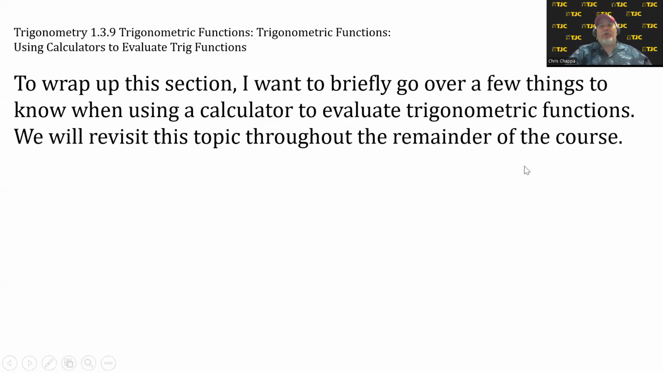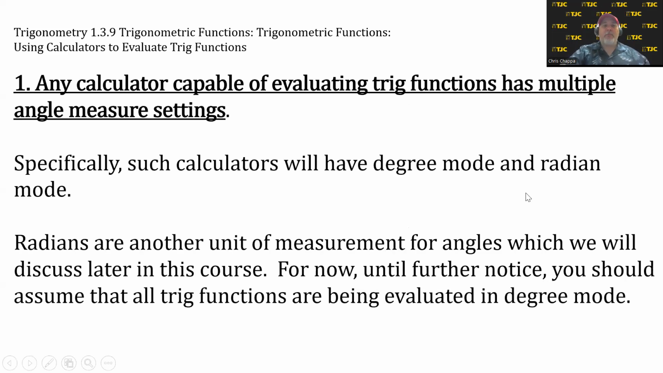To wrap up this section, I want to briefly go over a few things to know when using a calculator to evaluate trigonometric functions. We will revisit this topic throughout the remainder of the course. Number one, any calculator capable of evaluating trig functions has multiple angle measure settings. Specifically, such calculators will have degree mode and radian mode. Radians are another unit of measurement for angles, which we will discuss later in this course. For now, until further notice, you should assume that all trig functions are being evaluated in degree mode.